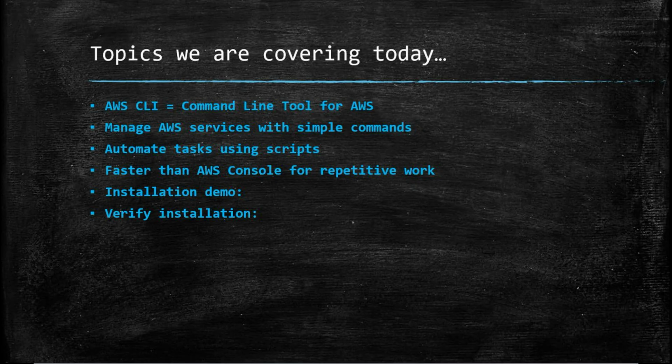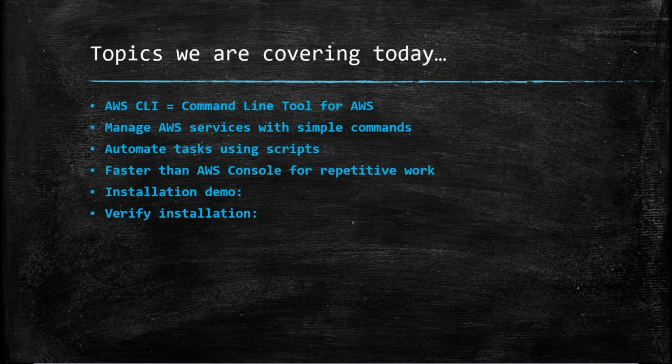So AWS CLI is a simple yet powerful command line tool that lets us manage AWS services directly from the terminal. Instead of clicking through the AWS console, we can run commands to create resources, configure services, or check logs. Why use it? Because it is faster, scriptable, and perfect for automation.